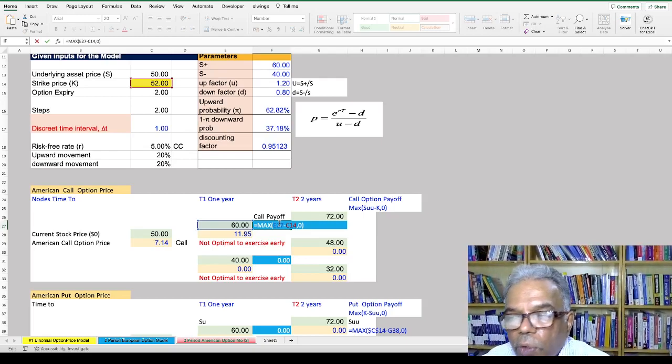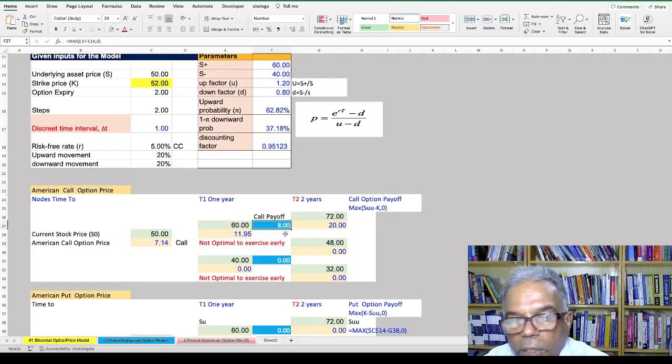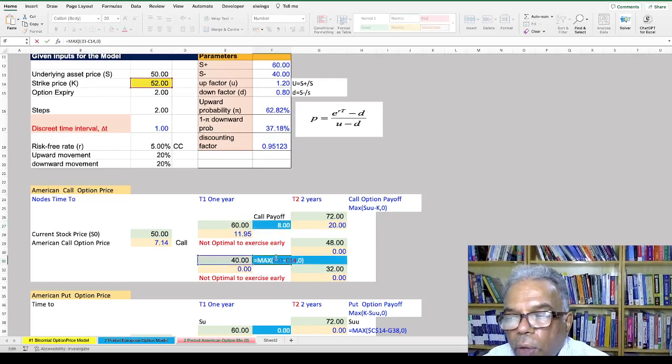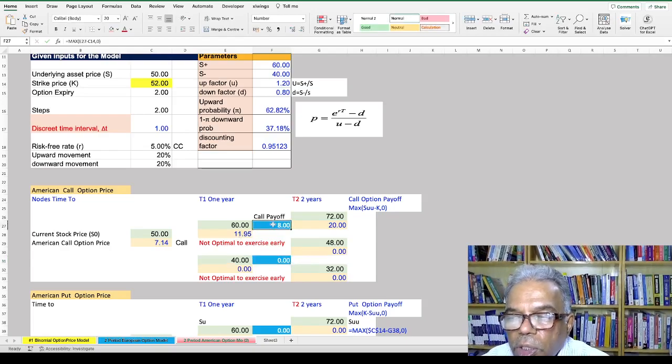So let's look into it for a call option. Maximum of 60 minus 52 is 8. Similarly, maximum of 40 minus 52 is 0. We have to compare this option value with the discounted expected value. And though we are able to get an intrinsic value here, it's less than the expected value, so we cannot exercise the option early.